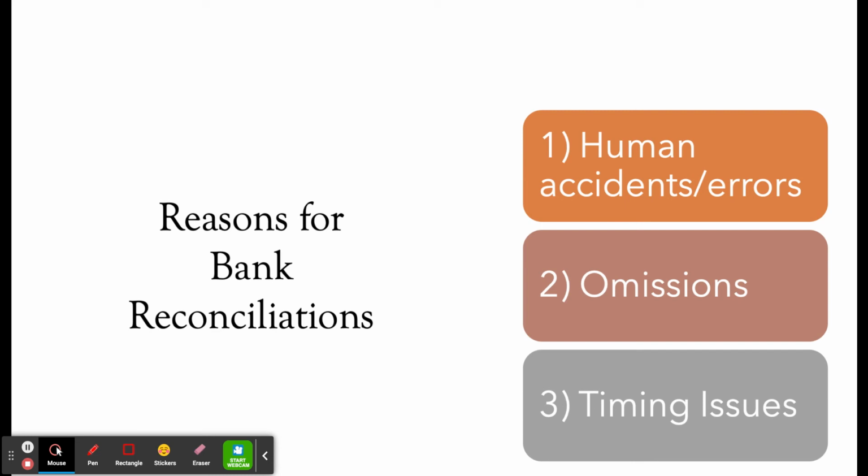There can also be omissions, which are transactions that appear in the bank statement which the company decides not to record, as they may not know that they have received these incomes. This can include interest, fees from the bank, missing receipts, and bounce checks.